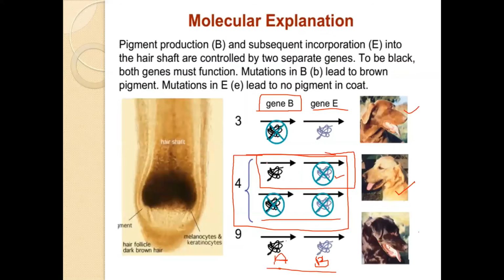That is why in this particular case, pigment is formed, but that pigment is not deposited in the hair. But in this case, brown pigment is formed, not converted into the black one, but that pigment is actually able to settle in the hair. That is why they are producing the brown phenotype. But in this case, pigment is formed, and that is also deposited in the hair.